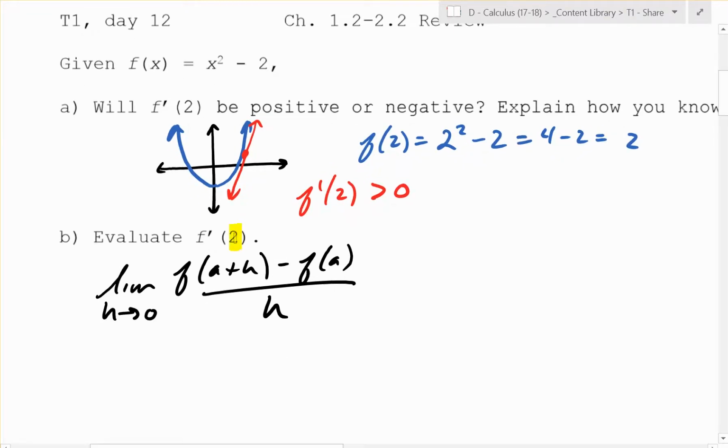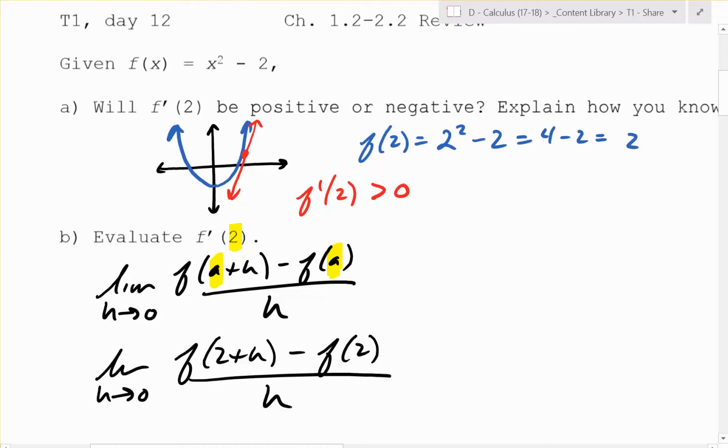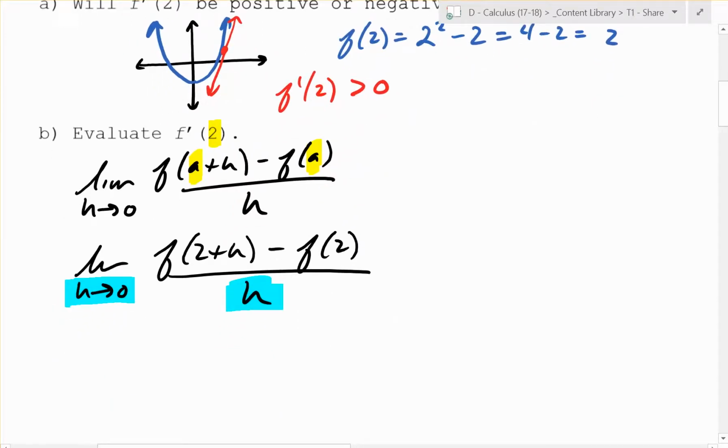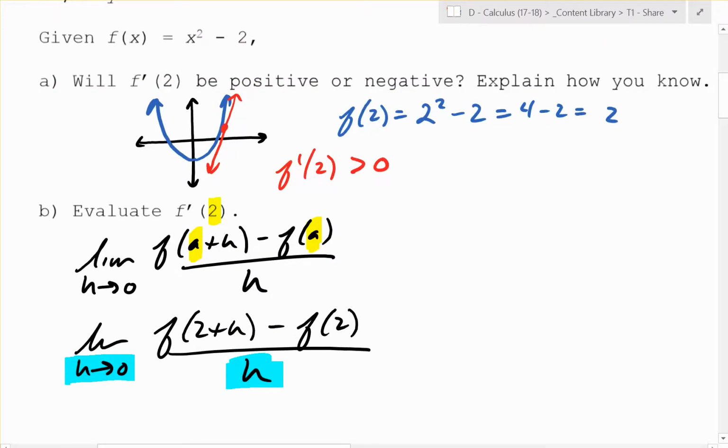In that case, it's going to be 2. So that's our a value. So what are we talking about now? The limit as h goes to 0 of f of 2 plus h minus f of 2 all over h. And we can't plug in 0. The whole point is we can't plug in 0 because we'd create a 0 in the denominator. Our function is, again, x squared minus 2.